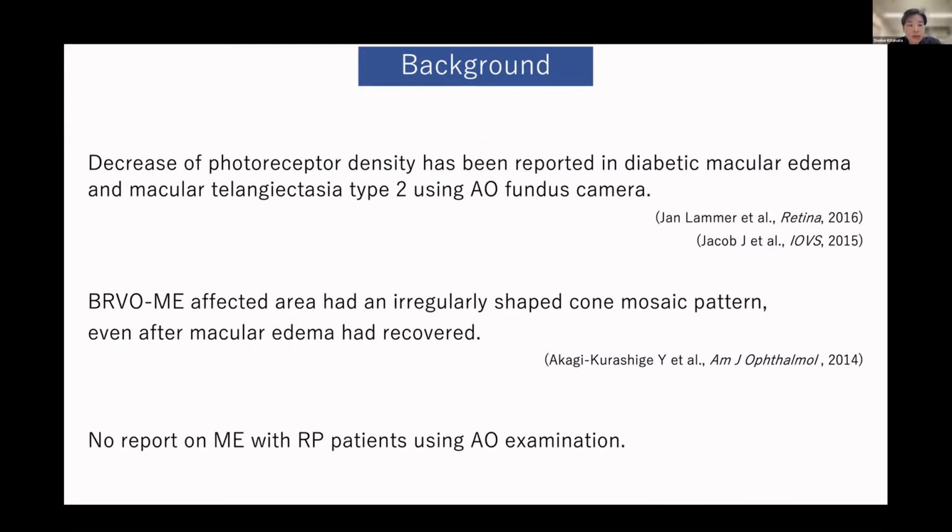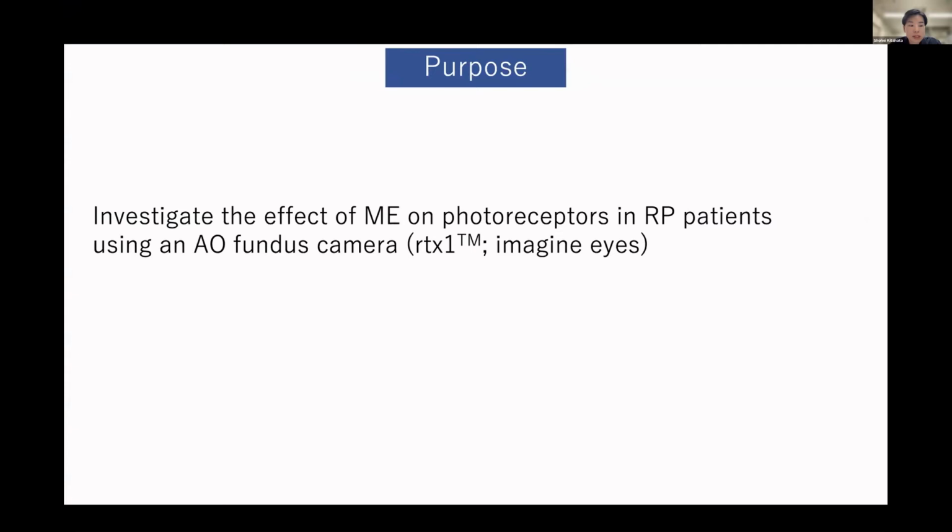Some studies have reported on the relationship between macular edema and the photoreceptors using AO examination. Decrease of photoreceptor density has been reported in diabetic macular edema and macular telangiectasia type 2. And also, the BRVO affected area had an irregular cone mosaic pattern even after macular edema had recovered. However, there is no report on ME with RP patients using AO examination. So in this study, we investigated the effect of ME on photoreceptors in RP patients using an AO fundus camera.